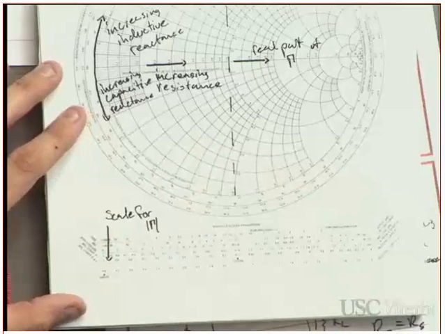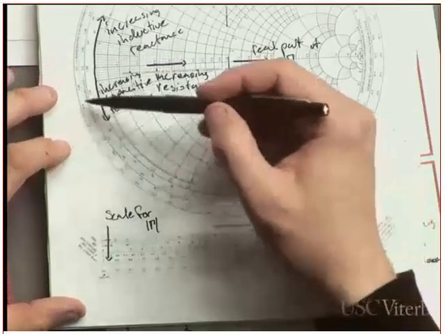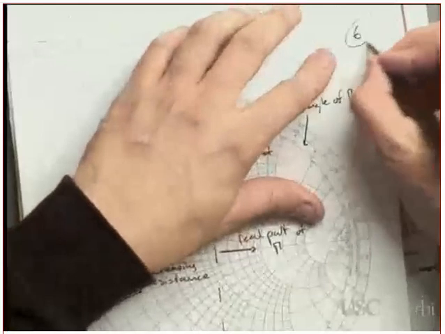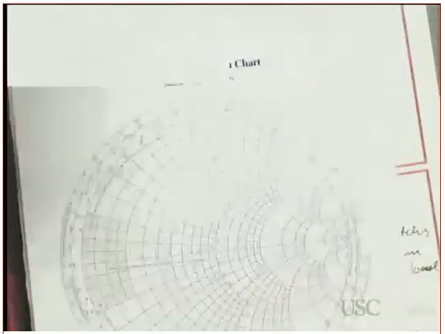Scale for the magnitude of gamma. And then, of course, those other things that are marked out here. I'm going to leave this the way it is for now, and I'm going to go and scribble on another one. Okay.